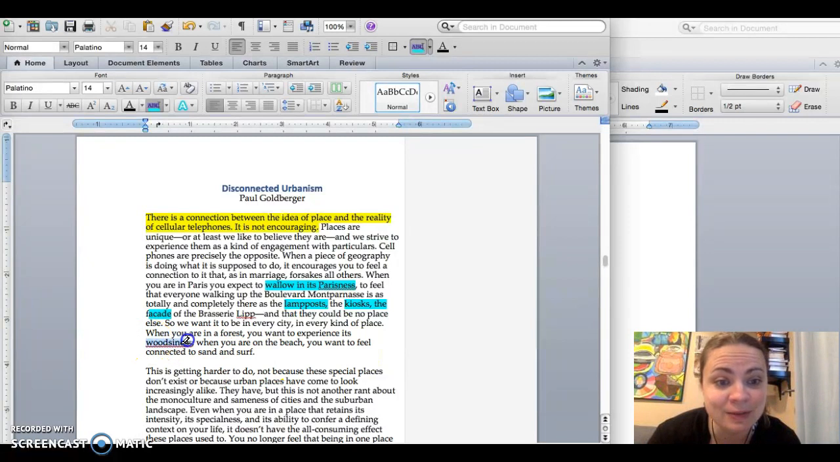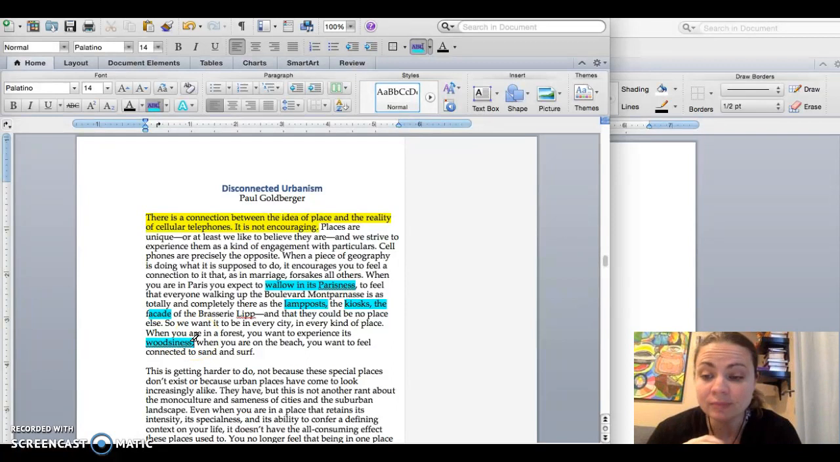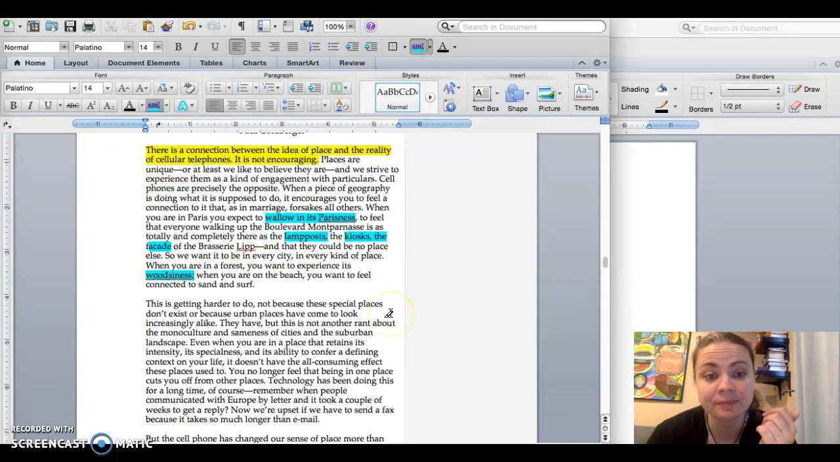Woodsiness, right? When you're in the woods, you want to experience being in the woods. And this is the introduction. Basically, he's saying that the cell phone makes us not able to do any of these things, right? Okay. All right, so now let's look at the second paragraph as he develops his argument.